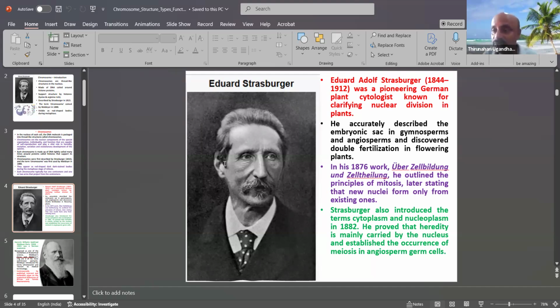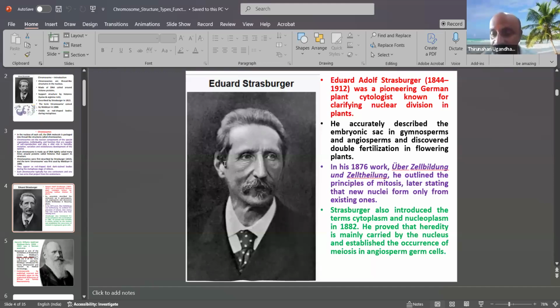Then the other male nucleus fuses with a diploid nucleus to form a triploid endosperm nucleus, which is also called triple fusion. Syngamy and triple fusion together are called double fertilization. The double fertilization process was first reported by Strasburger. In 1876, in his work, he outlined the principles of mitosis, stating that new nuclei form only from existing ones.